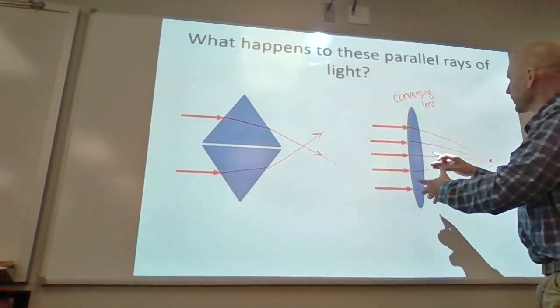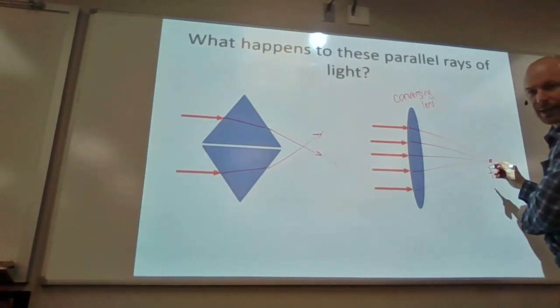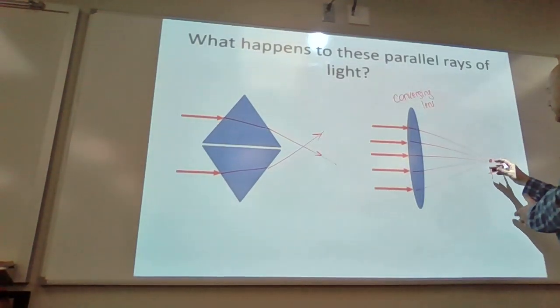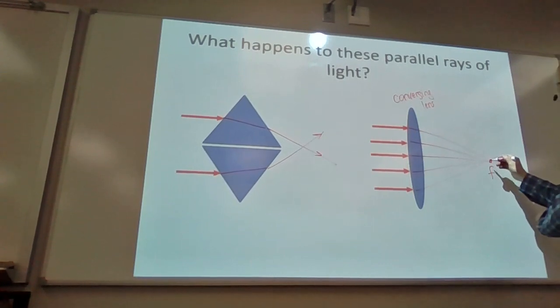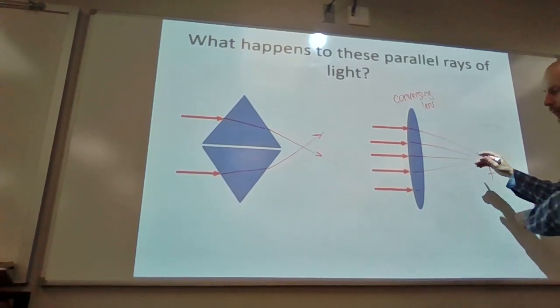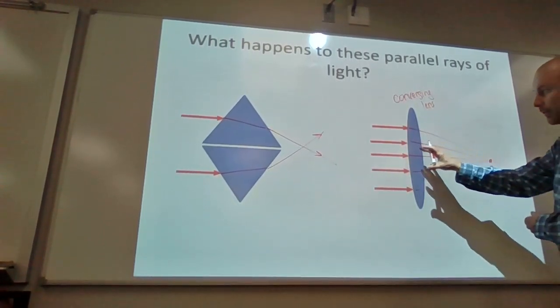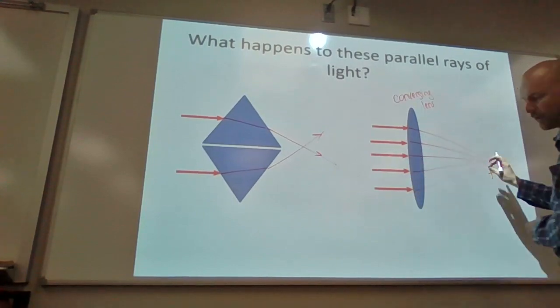Okay, if you've ever played with magnifying glasses and magnifying lenses, this is where you burn ants with the sun. This is where you start things on fire when you have rays from the sun going parallel through the lens.